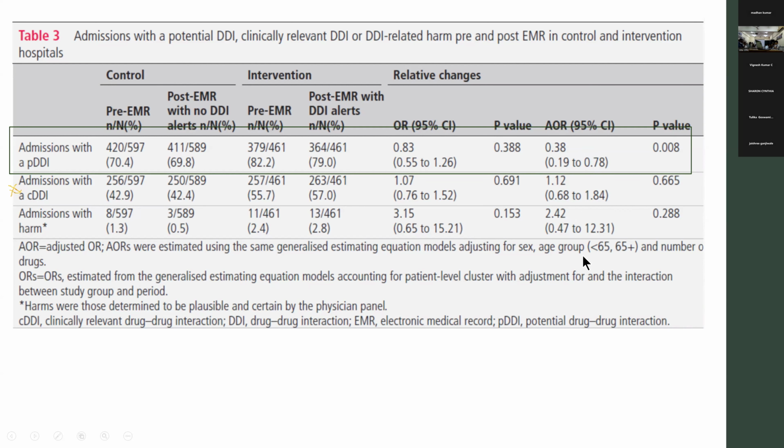So what is the percentage in the CDDI? That is the primary outcome, right? What are the percentages in the two arms? Intervention arm? 57%. Pre. No, post. 57, 40. So is a higher number better, or is a lower number better?